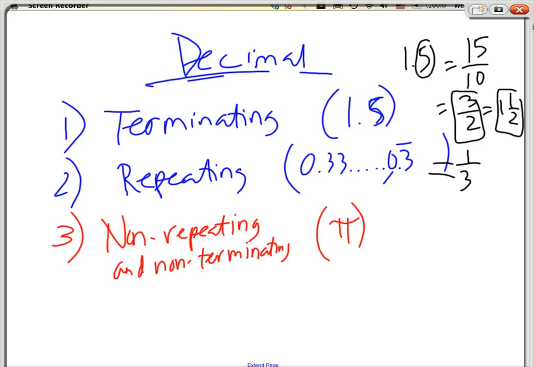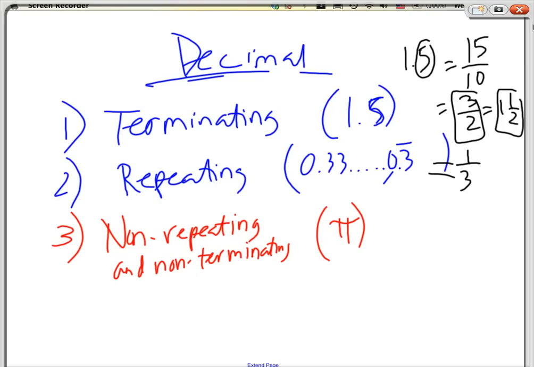You see that? You have to count on it terminating in order for you to determine the place value of the last digit. Pi never terminates. Pi never repeats either. So there's no pattern in pi. How do you find a fraction?